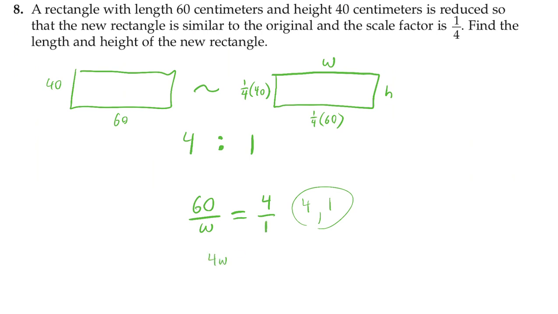Cross multiply, 4W equals 60, and so W equals 15, which is what we would have got down here. 1/5 of 60 is 15, 1/4 of, did I say 1/5? 1/4 of 60, and then 1/4 of 40 is 10. So this is a 10 by 15 rectangle. And then it says find the length and height of the new rectangle. Oh, we did it. Perfect.